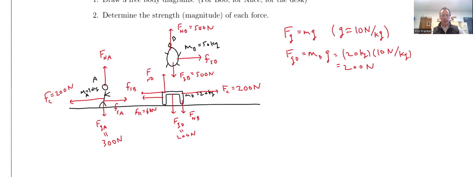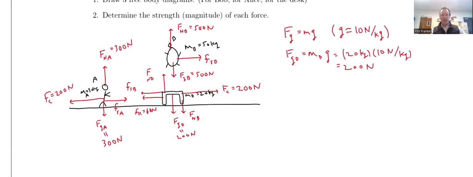Alice must have a 300 Newton normal force pushing her up. And now we have to be a little careful. It would be a mistake to say that because gravity is pulling the desk down with a 200 Newton force, the normal force up on the desk is also 200 newtons. That's because there's another force pushing the desk down as well.